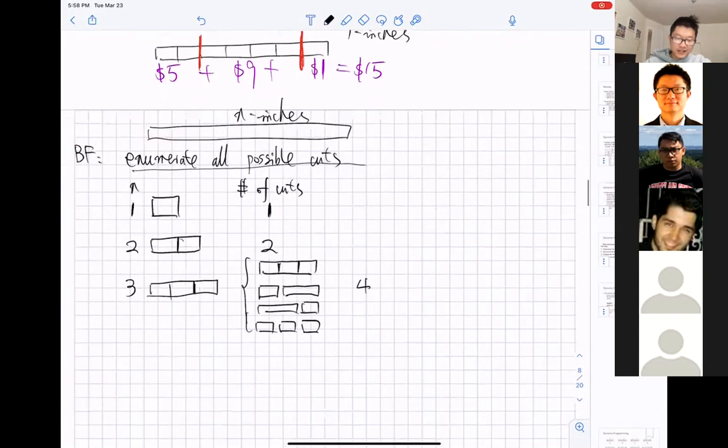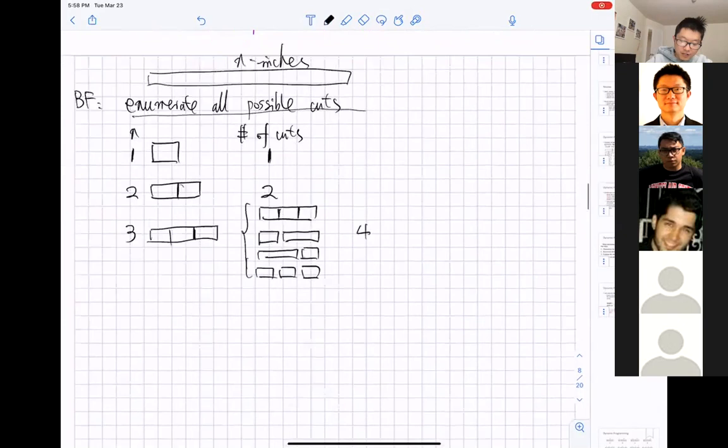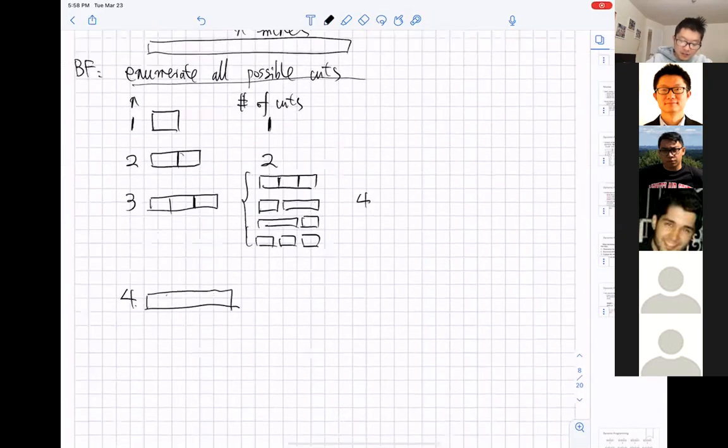Okay, so let's say when we have a rod of length 4 inches, how many ways are there for us to cut it? 8. I think you say 8 because you find this relationship. When n is 1, there is 1 way. When n is 2, there are 2 ways. When n is 3, there are 4 ways. So each time we just multiply the previous number by 2. So here we should get 8, right?